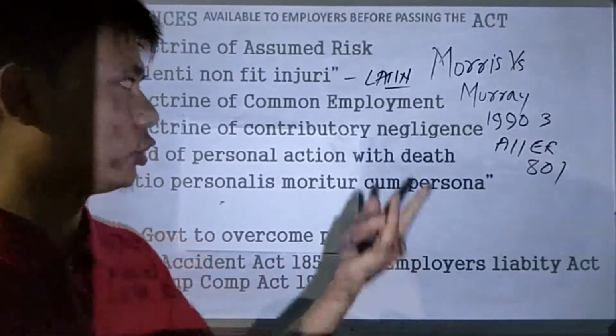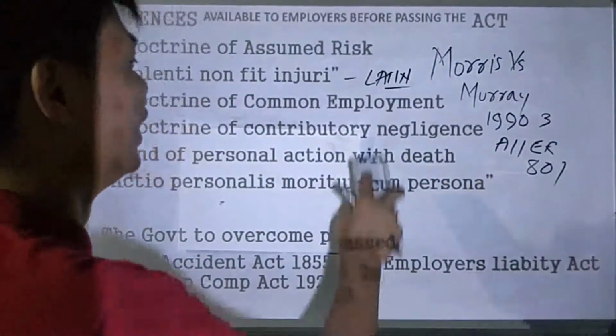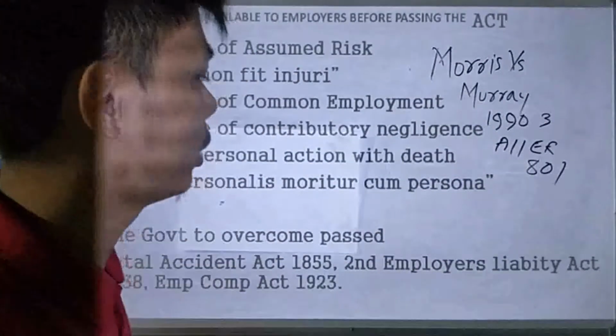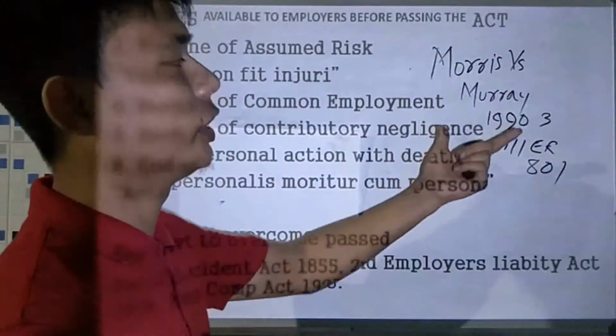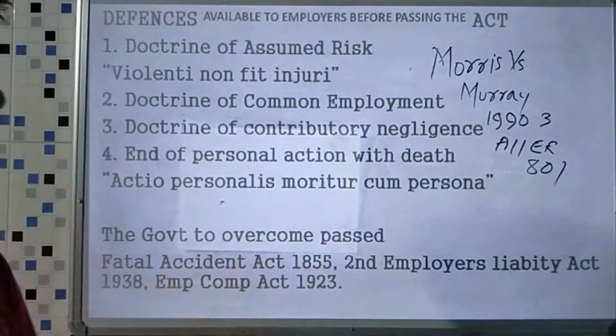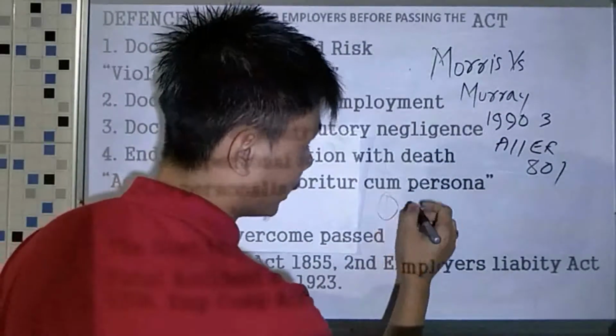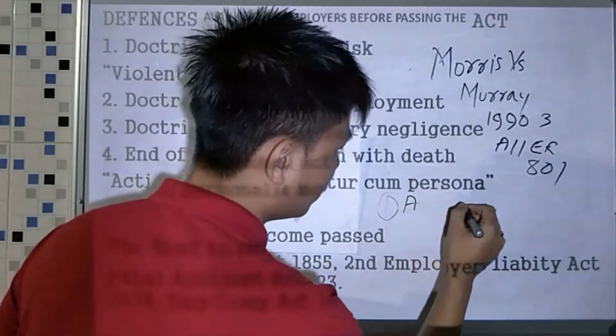Let me tell you the story actually. Let me better tell you the story, otherwise I will also get confused. You are also going to get confused. So this Morris versus Murray case, what does this case talk about? See, there were two guys. Let's say A and B, with respect to this story.